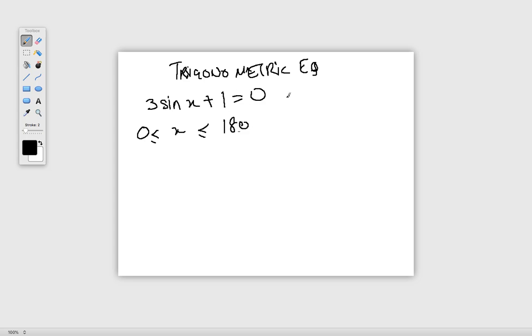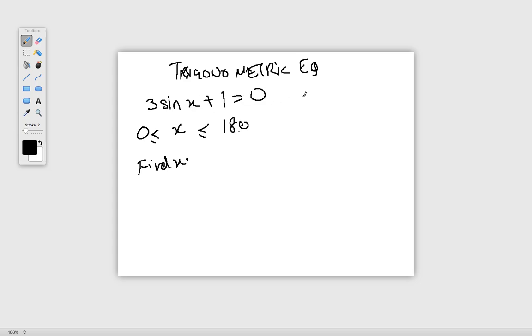We are going to be doing trigonometric equations. So let us say we have an equation like this: 3 sine x plus 1 is equal to 0. And let's say we've been given the first condition that x is between 0 and 180, less than or equal to 180 and greater than or equal to 0. Okay, find x.